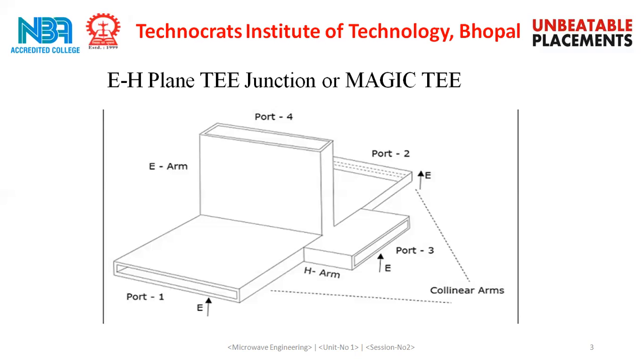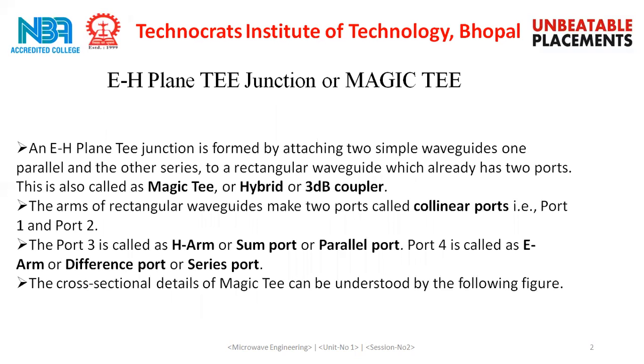See, students, port 1 and port 2 are known as the collinear ports. This is known as the collinear arm, and the arm forming port 3 is known as the H arm, and the arm which is forming port 4 is known as the E arm. So it is a 4-port junction we have. I have already written that the arms of a rectangular waveguide making 2 ports are called collinear ports, port 1 and port 2. Port 3 is known as the H arm or sum port or parallel port. Port 4 is known as the E arm or difference port or series port. I'm going to discuss why it is known as difference port, and why it is known as series port.